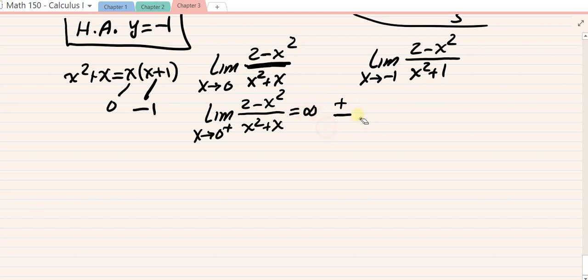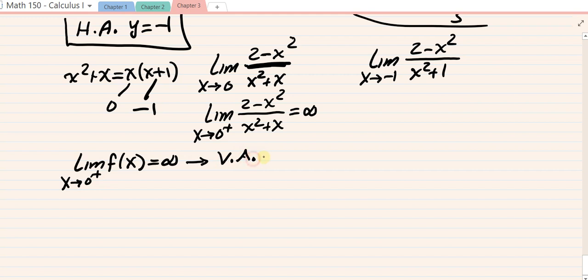Now, as x goes to 0 from the left, that's going to be negative, right? Like negative 0.1. But then here you have negative 0.1 squared, which is going to be less than that. So it's going to be negative infinity. But again, all we need to establish is either positive or negative infinity. Therefore, because the limit of f of x is equal to infinity as x goes to 0 from the right, that would imply that we have a vertical asymptote, and the equation of it is x equals 0.